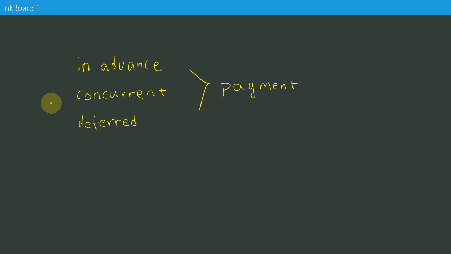This is the species of payment, right? And then we can again divide each method into detail. Let's see. In advance payment, I told you CW.